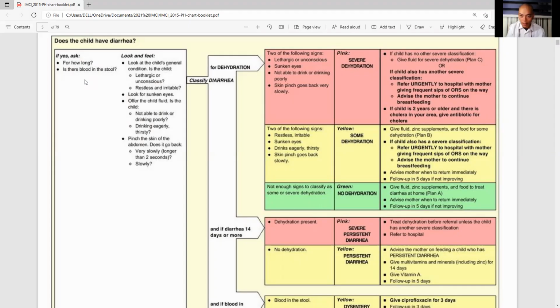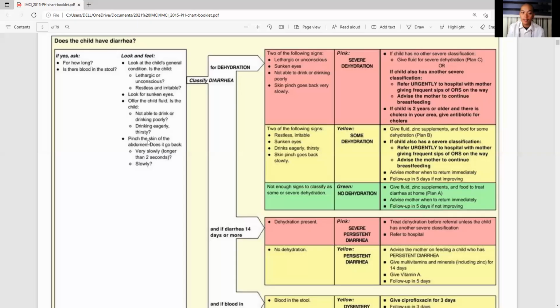Okay, then after the subjective questions, look and feel for the following. Look at the child's general condition. Okay, so alam niyo na, is the patient lethargic or unconscious? Restless and irritable? What else are we going to assess? Na kayang-kaya niyo na. Assess for sunken eyes. Offer the child fluid. So just like we saw in the video. Is the patient not able to drink or drinks poorly? Does the patient drink eagerly? Okay, is the patient thirsty? So these are all assessments that we can see. Pinch the skin.